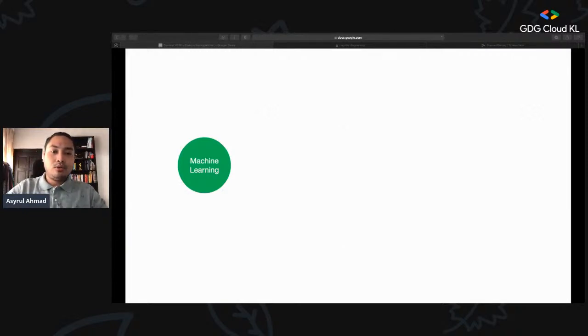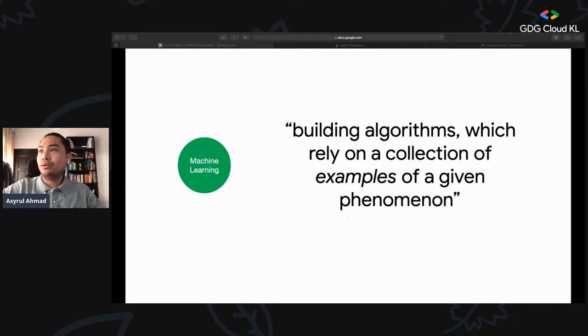In Andriy Burkov's book, called The Hundred-Page Machine Learning Book, it is a really good book because it's only 100 pages, not very thick, and it's really good as an introduction, but it's also useful for people like me. From the book, machine learning is defined as building algorithms which rely on a collection of examples of a given phenomenon. Algorithms here are sometimes referred to as models, machine learning models, machine learning algorithms. They're basically the same thing. We will see in a bit what examples are, but the word examples here is often used interchangeably with samples, inputs, and so on, of a given phenomenon. So this is related to a particular problem or particular domain.